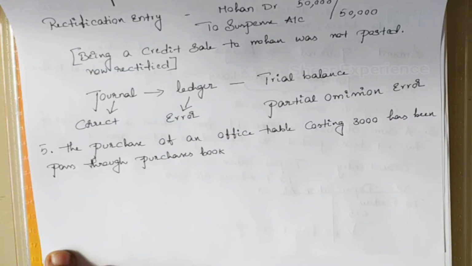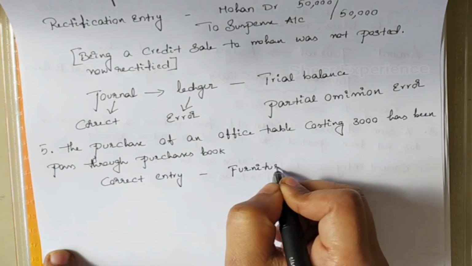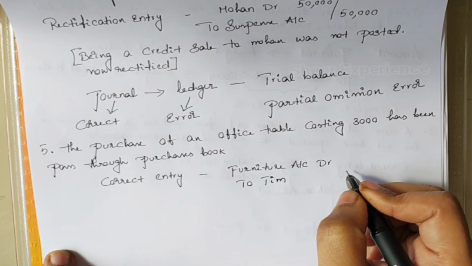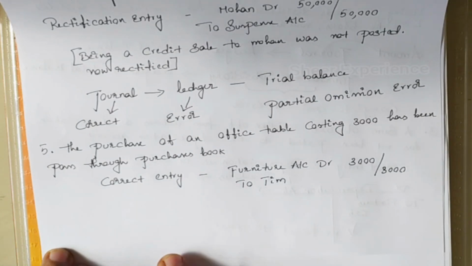Next error is purchase of an office table costing 3,000 has been passed through purchases book. Since they have not mentioned cash purchases in the error, we should consider it as credit purchases. Assume that we have purchased the furniture from Tim. The correct entry is furniture account debtor to Tim. Amount is 3,000. The error states it has been passed through purchases book instead of debiting to furniture account.